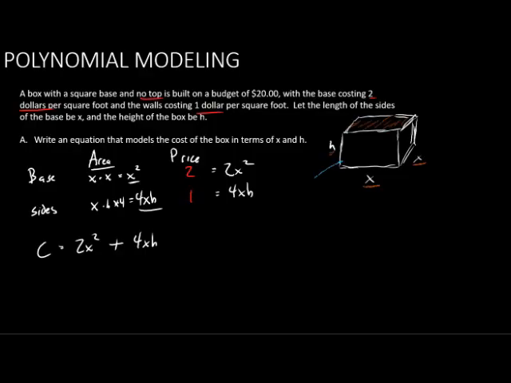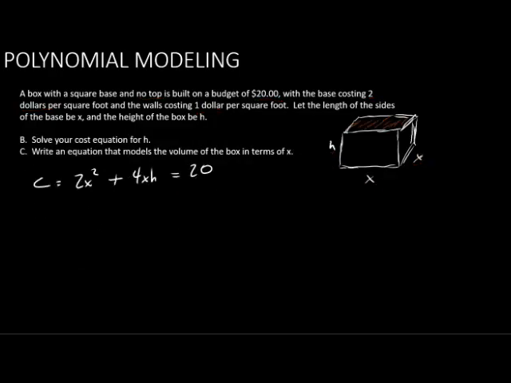We are also given the total price is $20. So this means this 2x squared plus 4xh must equal 20. This is the equation that models the cost of the box in terms of both x and h. We've just taken the area times the price for each part of the box. We'll carry this forward to our next part of the question.